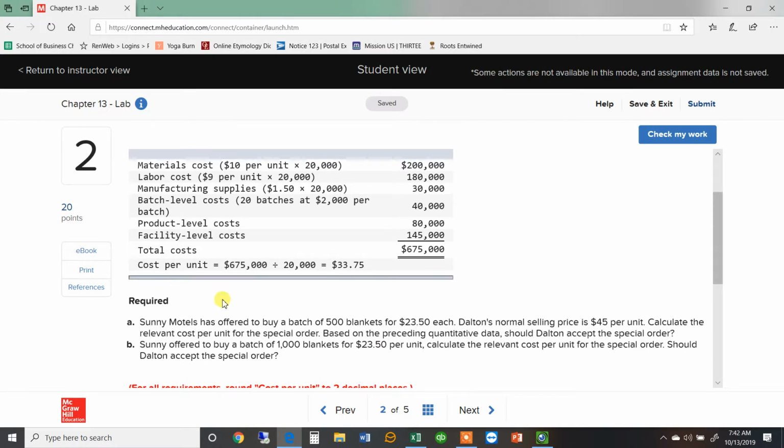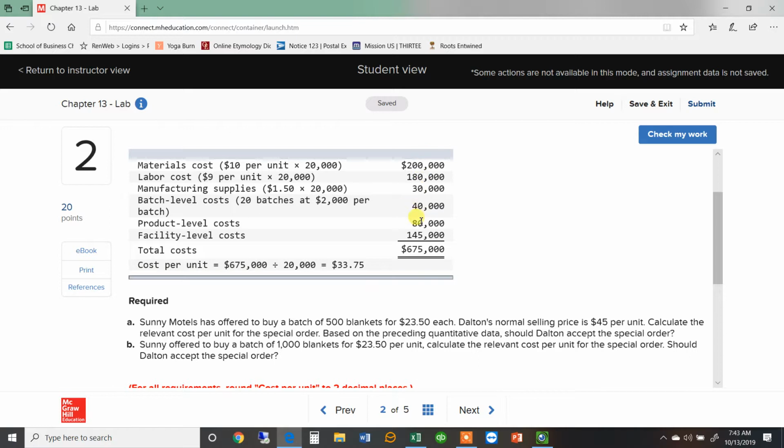So now down here it says Sunny Motels is offered to buy a batch of 500 blankets for $23.50 each. Dalton normally sells the blankets for $45 per unit. So basically what they're saying here is they're still going to sell all 20,000 blankets. They're not going to take 500 blankets out of this 20,000. They're going to sell these 20,000 plus an additional 500 to Sunny.